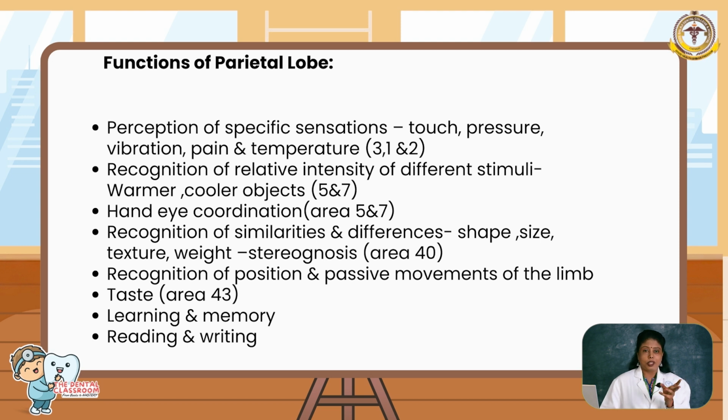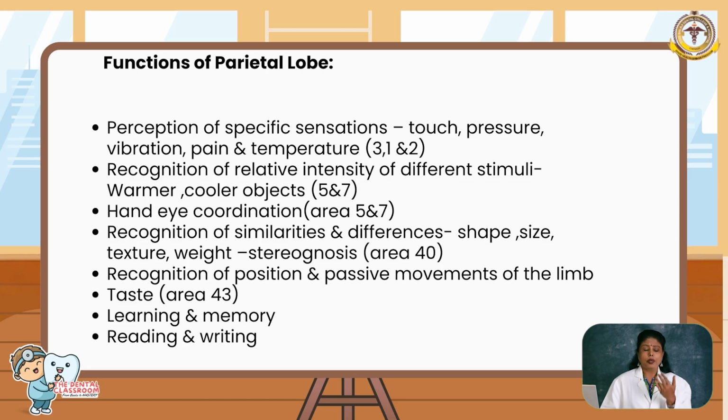Then hand-eye coordination. This is important for those who are doing any skilled work. For them, the hand and eye should coordinate for the fine movement, that is by the area 5 and 7 of parietal lobe. Then recognition of similarities and differences. For example, if you are given any object, you will be able to identify the shape, size, texture and weight of the object. And this is called as stereognosis. And this is by the area 40 of parietal lobe.